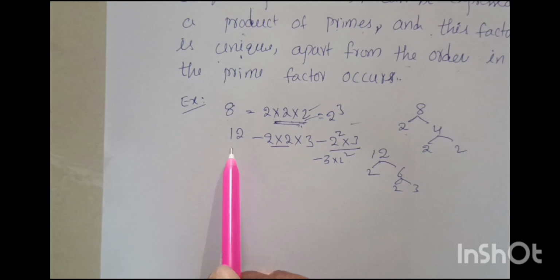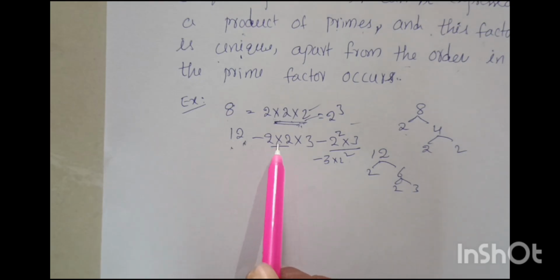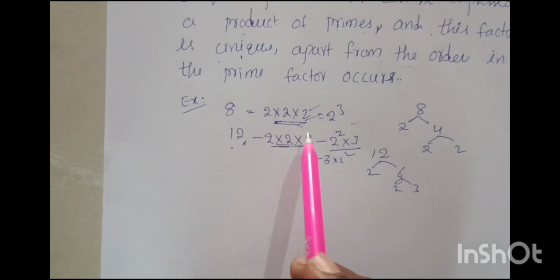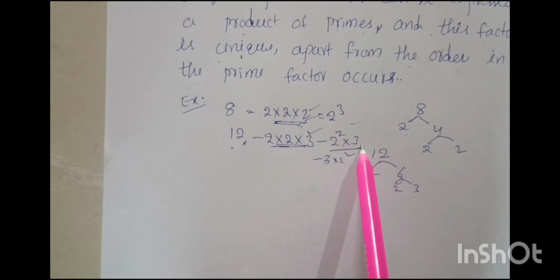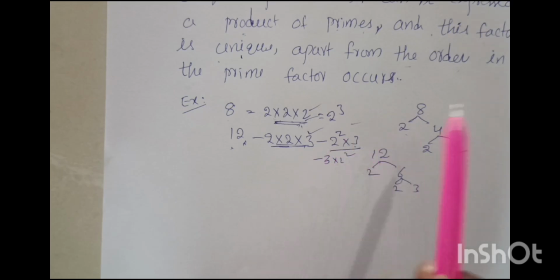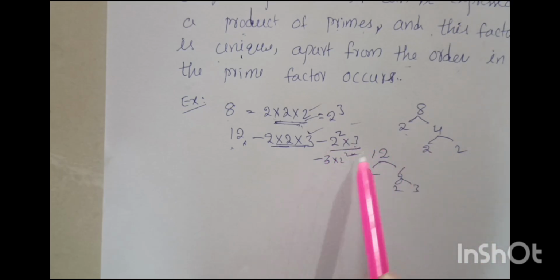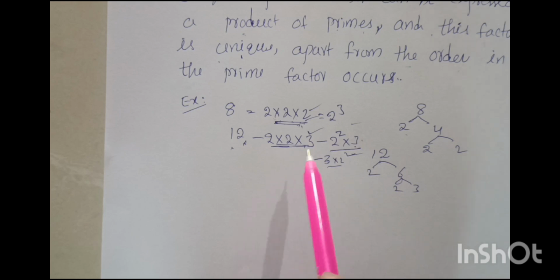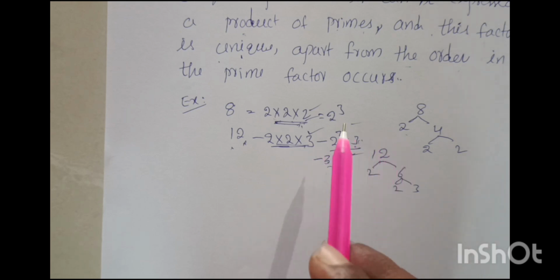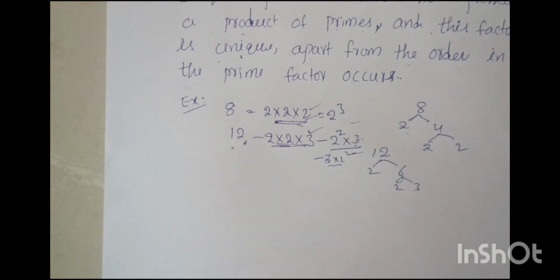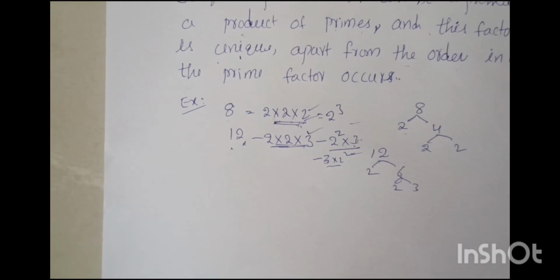So every composite number can be expressed as a product of the primes, and the factorization is unique. Apart from the order in the prime factorization, the order can be written either way, it is not mandatory. OK, so this is the fundamental theorem of arithmetic.